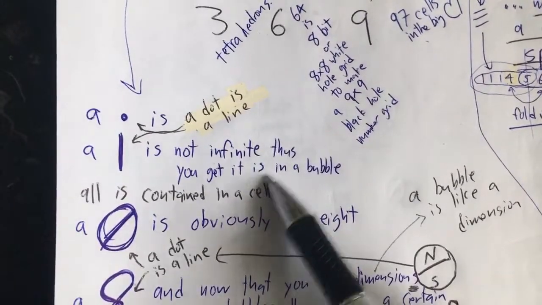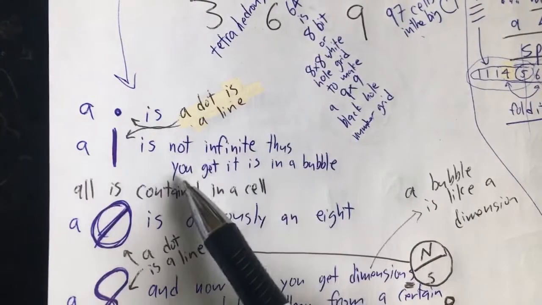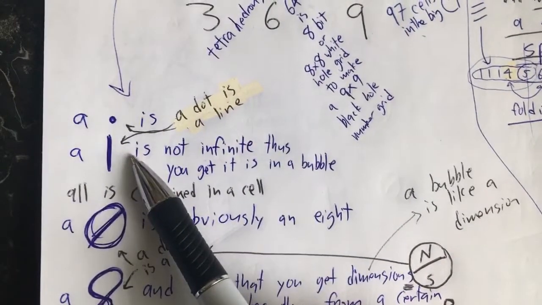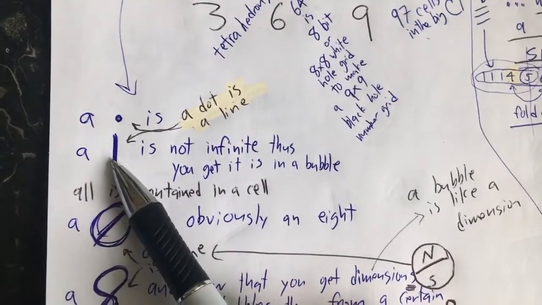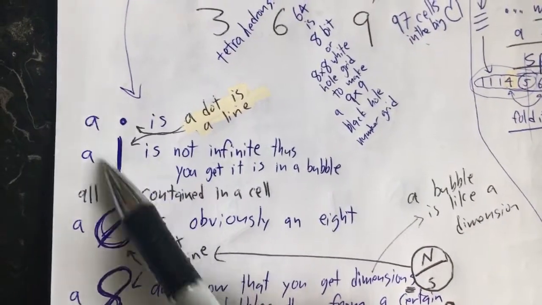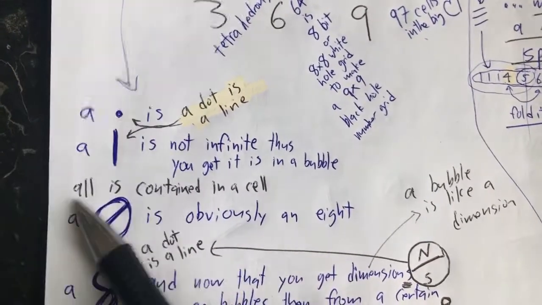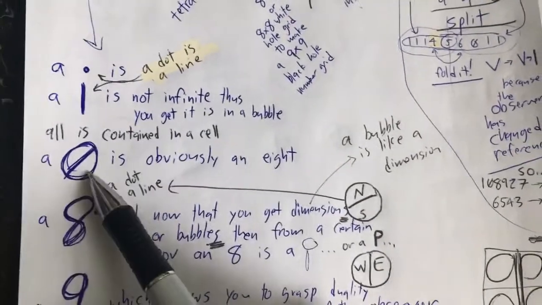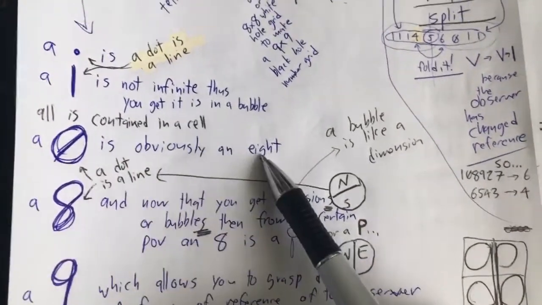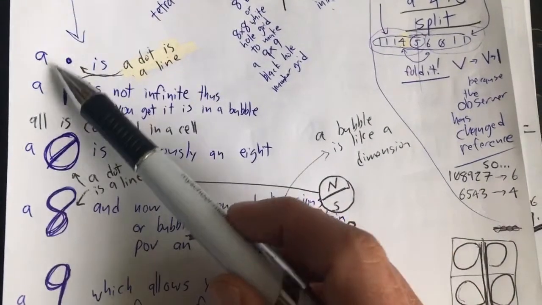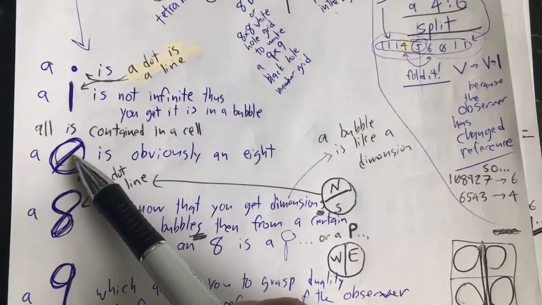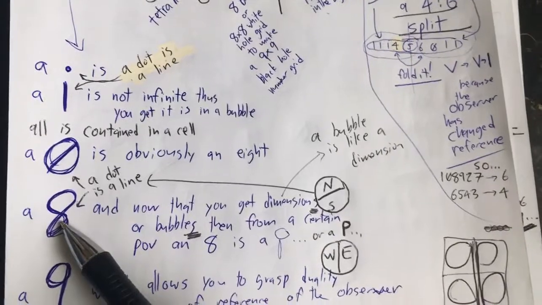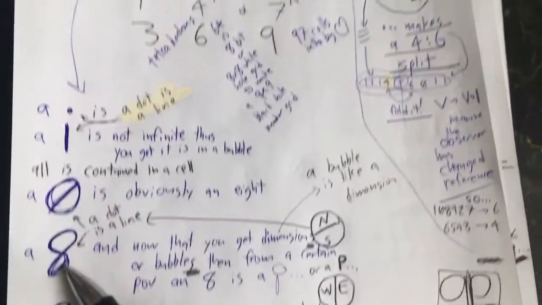A 1 is not infinite, thus you get it is in a bubble. Okay, so once you know that this is this, now it's finite, so there's like an invisible barrier of a bubble. Okay, it's all contained in the cell, which is this, which is obviously an 8. But since we already know that a dot is a line from our previous lesson, then if you make this line a dot, you conveniently get that.